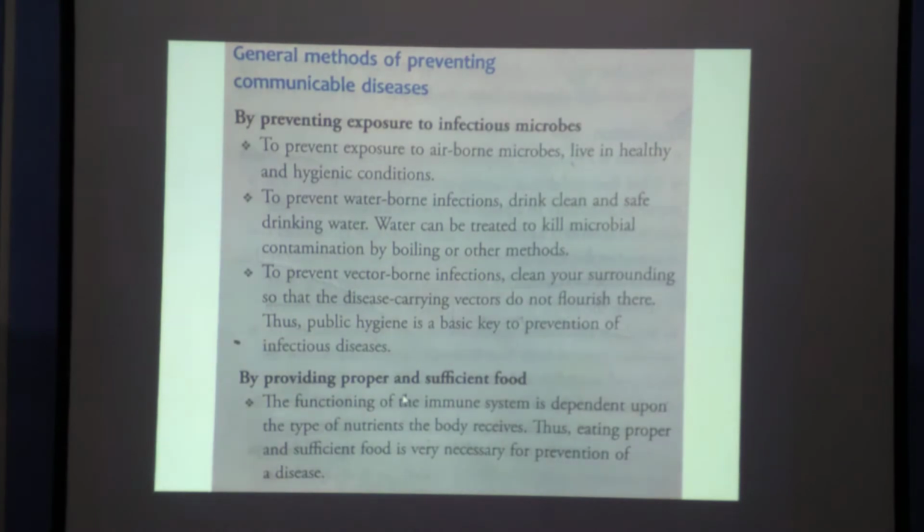Another way we can prevent communicable disease is by boosting our immune system. The functioning of the immune system depends upon the type of nutrients the body receives. So we must eat proper and sufficient food to boost our immune system and help prevent diseases.